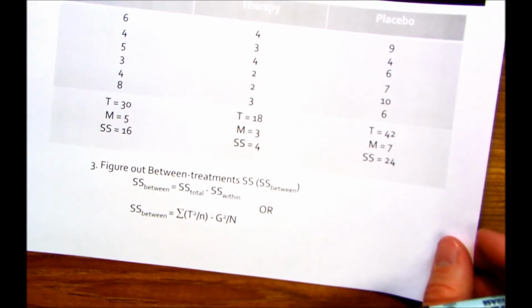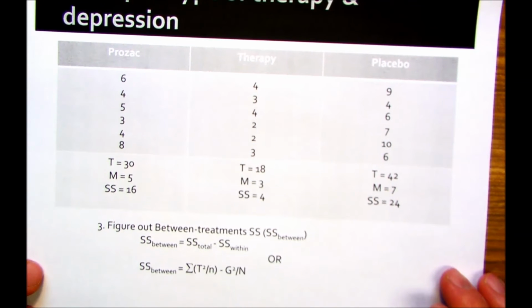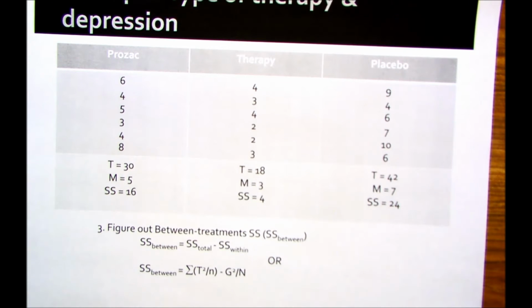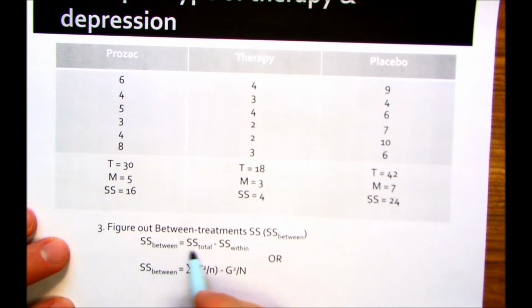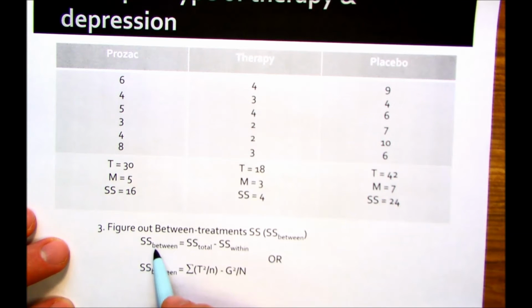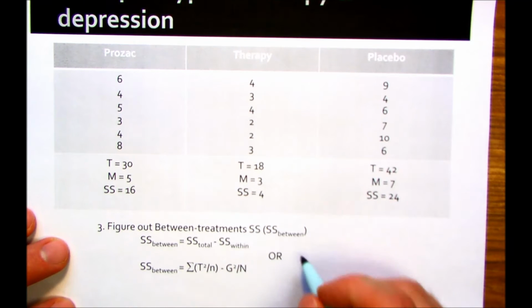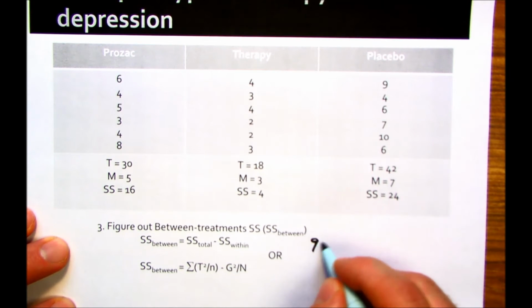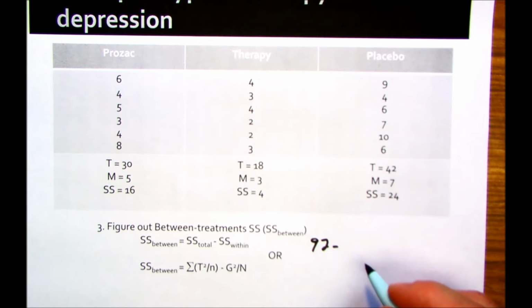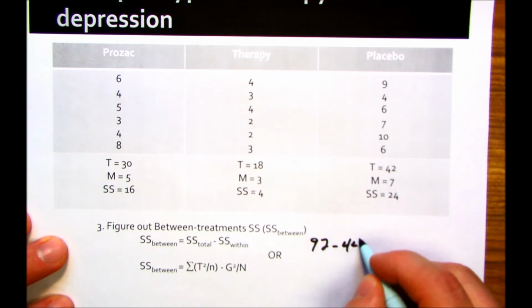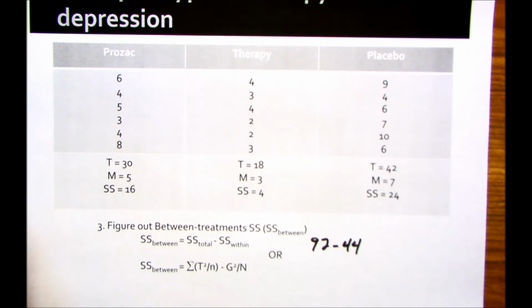Next, we want to figure out our sum of squares for the between treatments. There are 2 ways we can do this. We can do this the easy way or the more laborious way, and I'll do both of them for you. If we know that our sum of squares between and our sum of squares within have to add up to our total, we can just take the total that we figured out, which was 92, minus the within that we calculated, which was 44. That would give us our between, so 48.